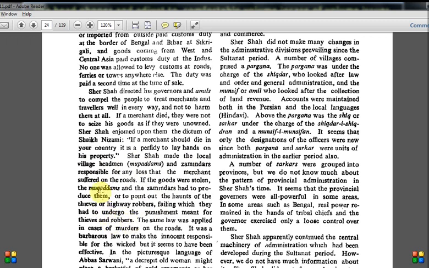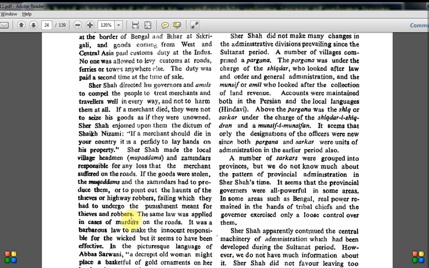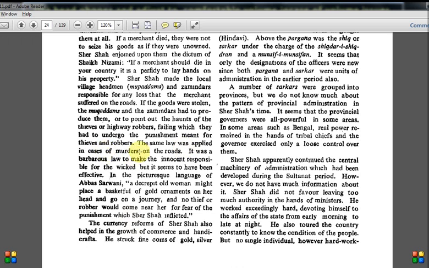So these people, the village headman and the zamindars, were in charge of pointing out robbery cases in the kingdom. In case they failed to report it, the muqaddams and zamindars would face the punishment which was actually meant for the robbers. That much strict was the law and order. The same law was applied in case of murders on the road. It was a barbarous law to make the innocent responsible for the wicked, but it seems to have been effective. These zamindars were not responsible for the robbery, but if they failed to inform, they would be punished. Even though it was very strict, it worked.